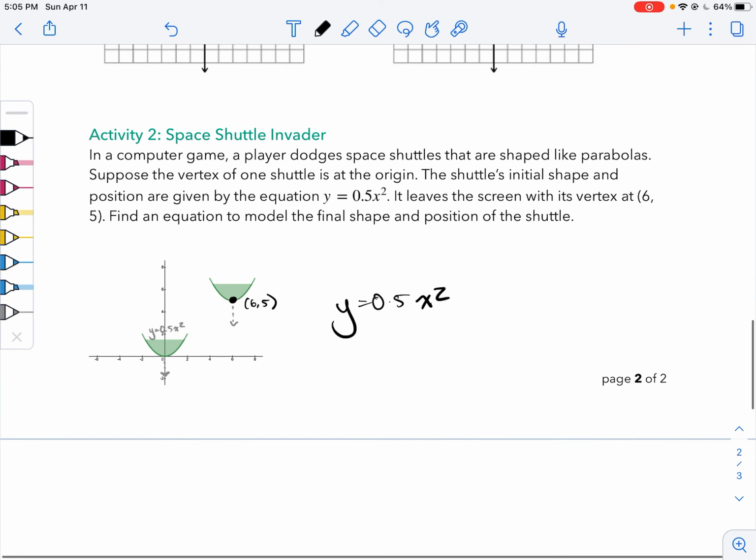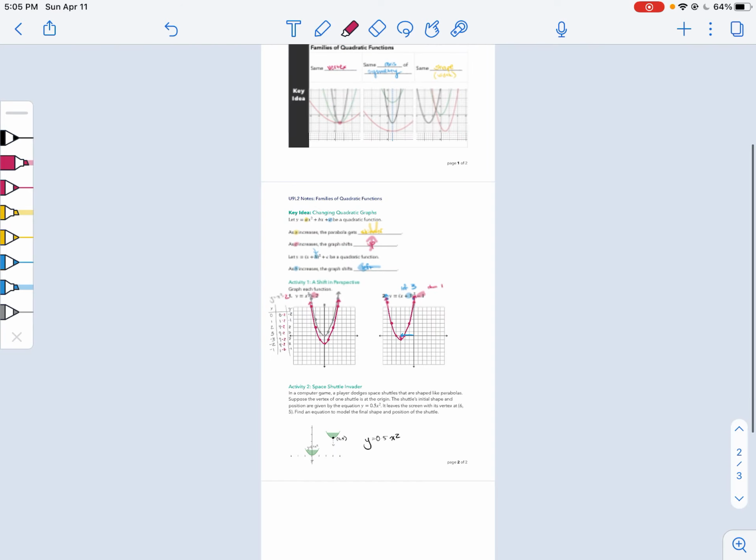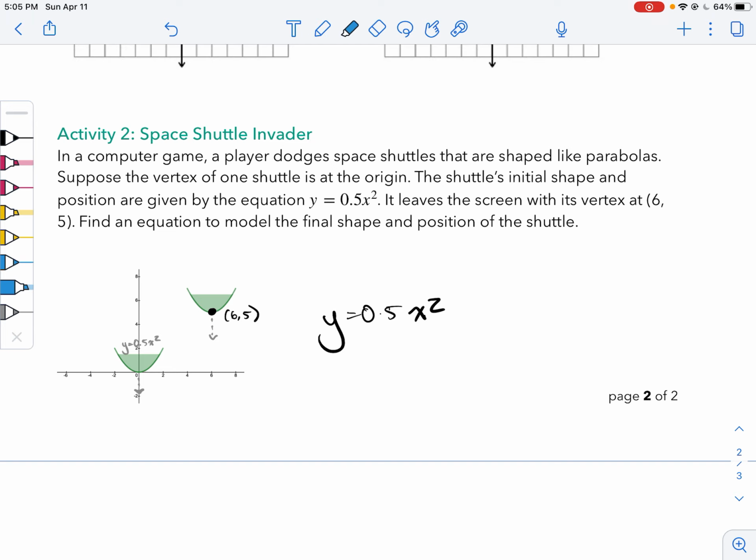But how did we shift? Well, we shifted not to the left. We went over to the right 6. That's what that 6 represented. And then we went up 5. That's what 5 represented. So we went right 6, up 5.